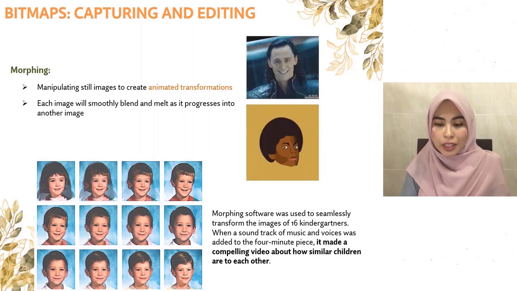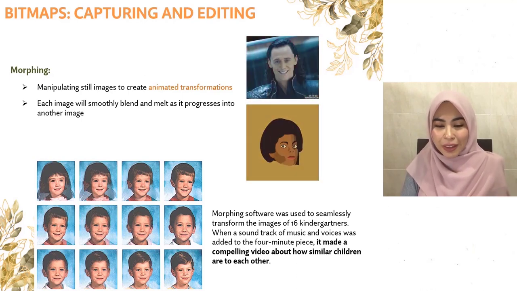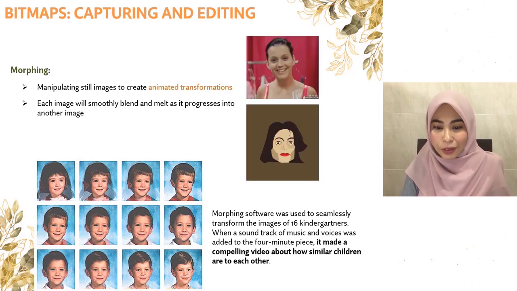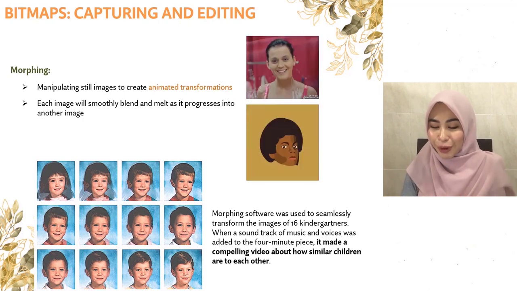If you take a look here, this is another example. We have Michael Jackson before and after. And these are some other examples as well. So we have all these different kids, and they're actually all different kids. So you can use morphing to show that when you put kids together, they kind of look alike. So you can use morphing for that.